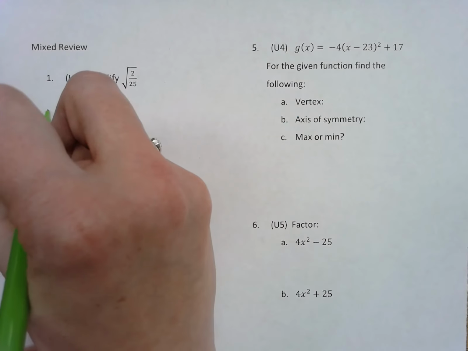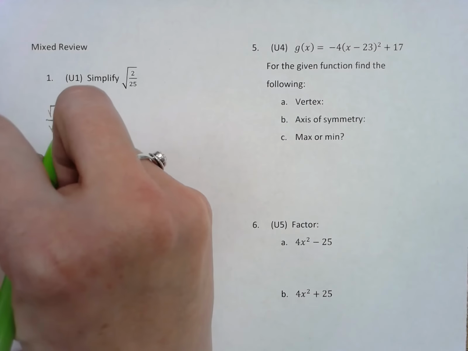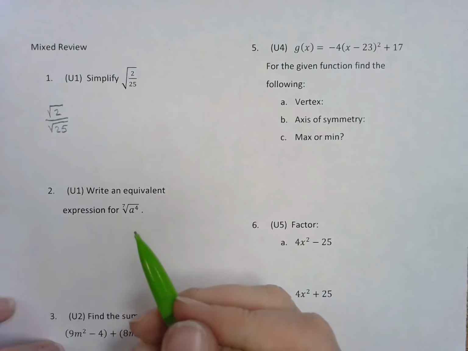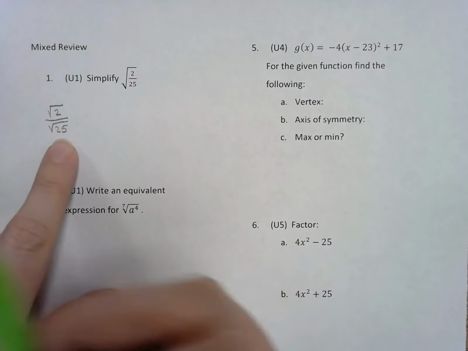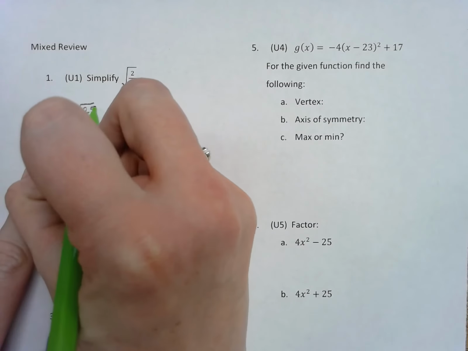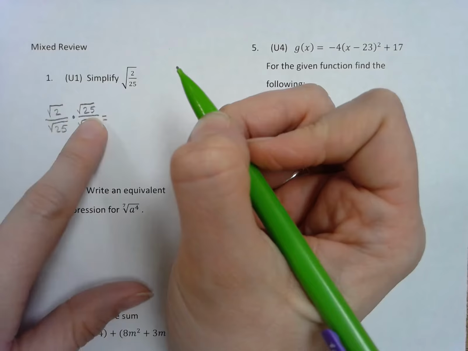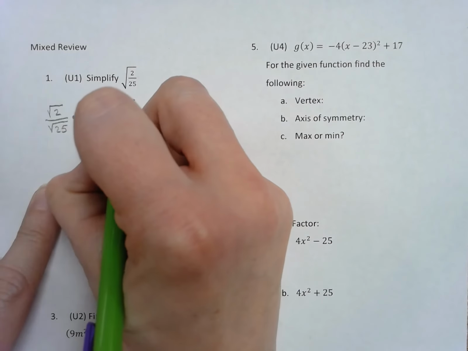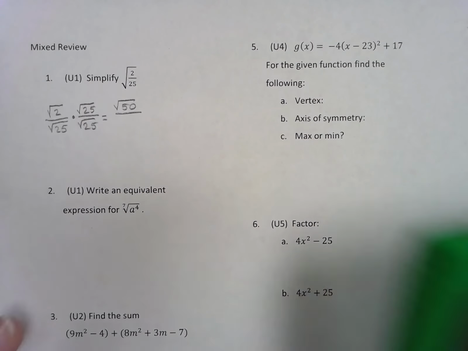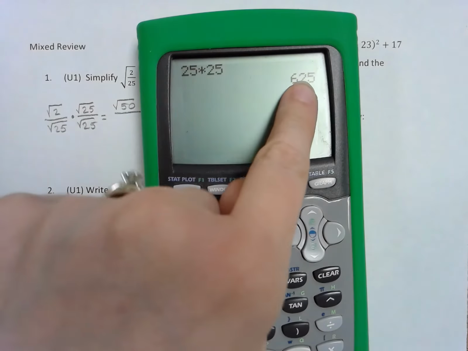So first, we rewrote this where each the numerator and the denominator was in its own radical. In order to rationalize the denominator, we multiplied by the denominator inside the radical so that we can make that a perfect square. So 2 times 25 gives us 50. 25 times 25 is actually a really large number. That's one of the perfect squares that I don't really know. 25 times 25 is 625.